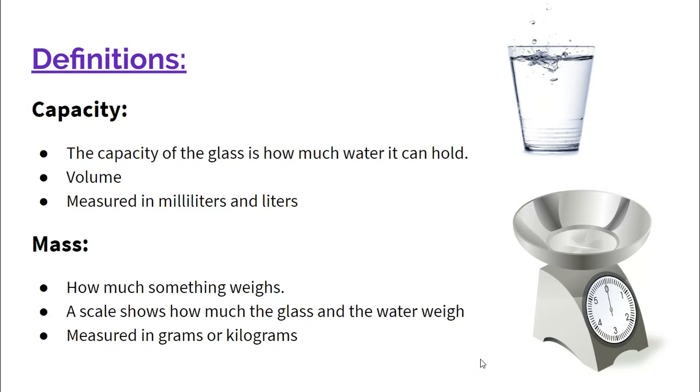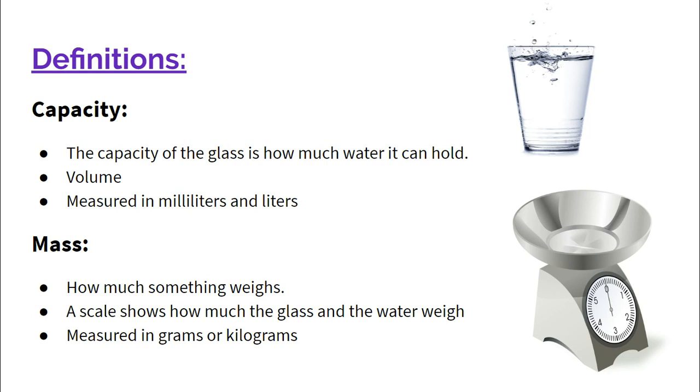First of all, what is capacity and what is mass? Well, capacity is like the glass of water up there. The capacity of the glass is how much water it can hold. Sometimes we talk about this as the volume, and this is always measured in milliliters and liters. For example, take a look at your water bottle or maybe the milk carton or something you have in the refrigerator, and it will tell you how many liters or milliliters of liquid are in that object.